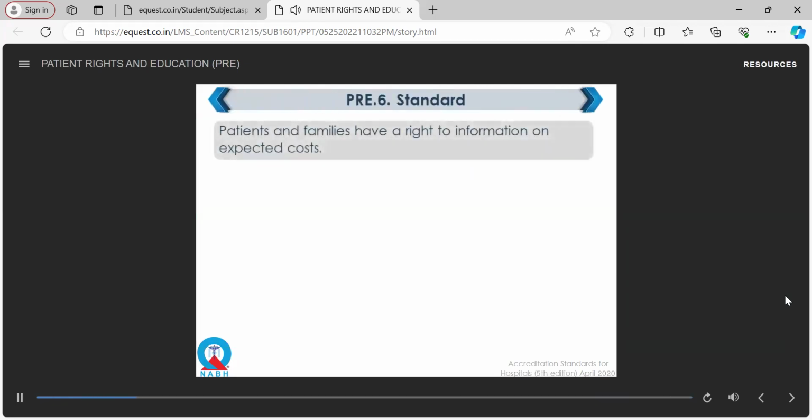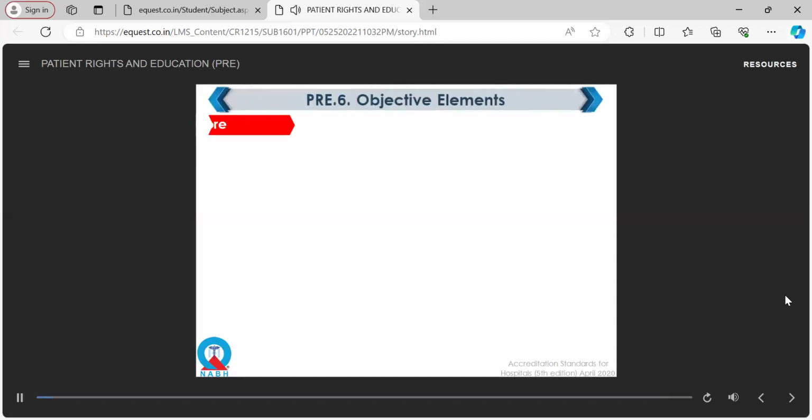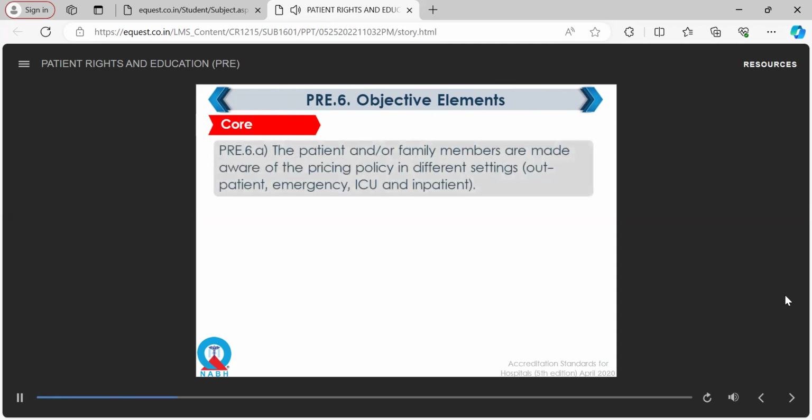Let's move towards the sixth standard, that is PRE.6. As per the standard PRE.6, patients and families have a right to information on expected costs. There are 4 objective elements of standard PRE.6. As per the first objective element, which is a core element, the patient and/or family members are made aware of the pricing policy in different settings: outpatient, emergency, ICU, and inpatient.